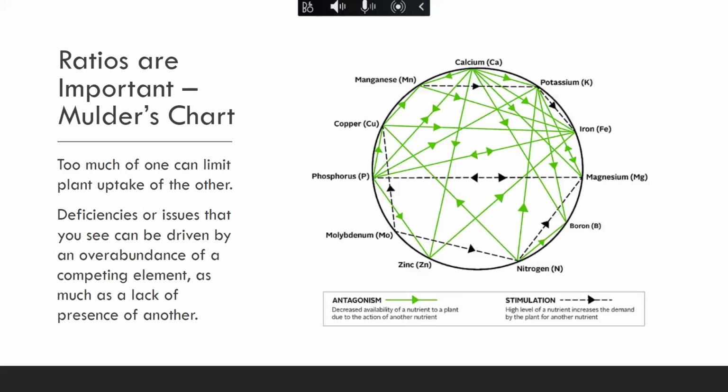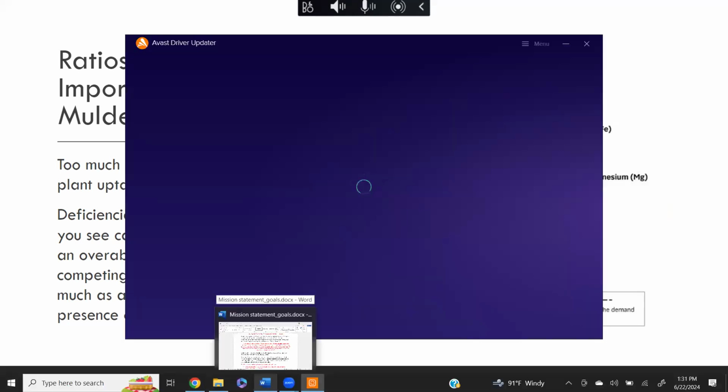So ratios are important. And what you see here is a whole lot of confusing. I'm not going to go through all of these antagonism, stimulation, types of relationships, but the take-home point here is too much of one nutrient can actually limit the plant uptake of another.